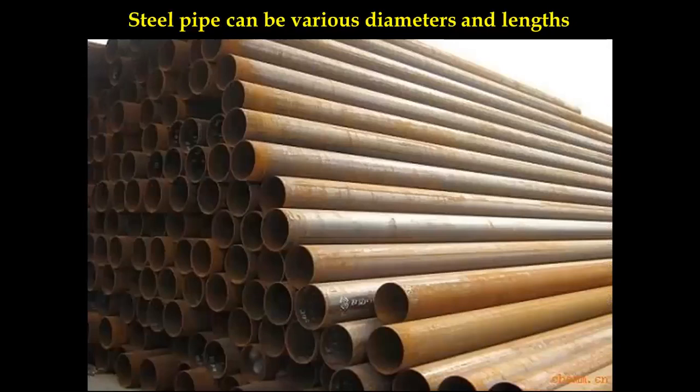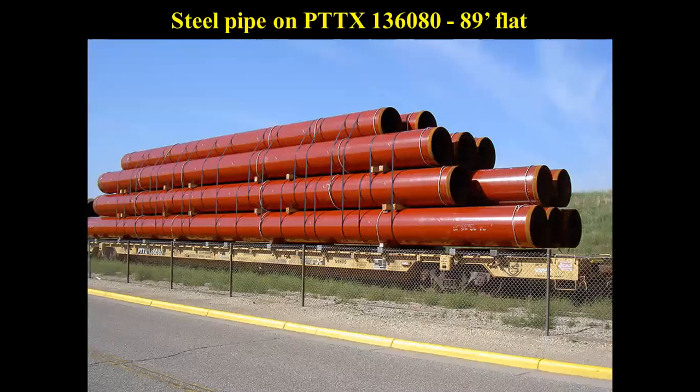Steel pipe. Steel pipe comes in a lot of different sizes, depending on the customer's needs, and in different lengths. Here you see an 89-foot flat car with large diameter steel pipe. It's been painted to protect it from corrosion. Lots of banding, lots of blocking on a car like this.